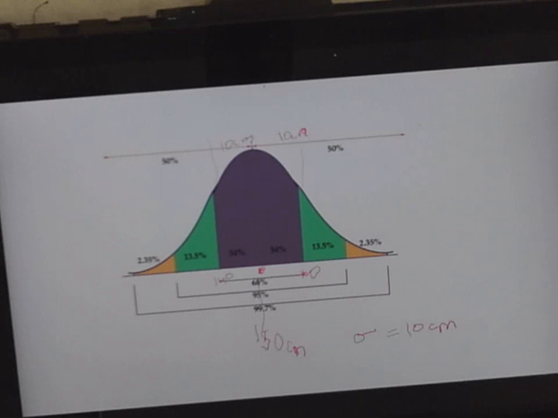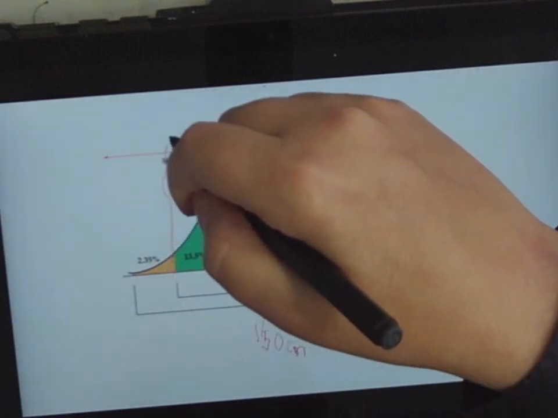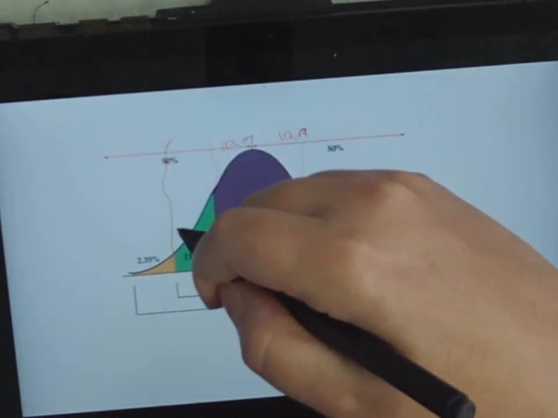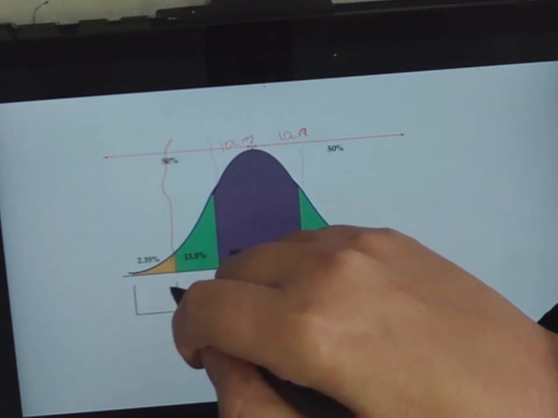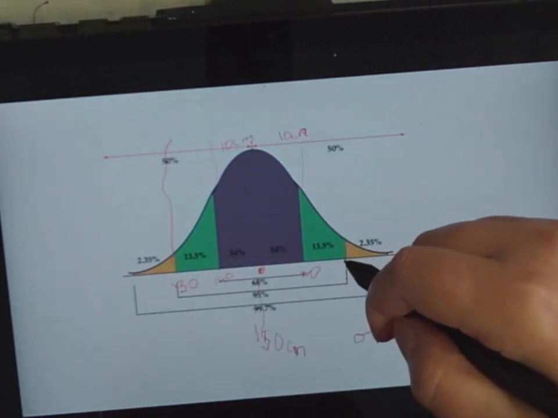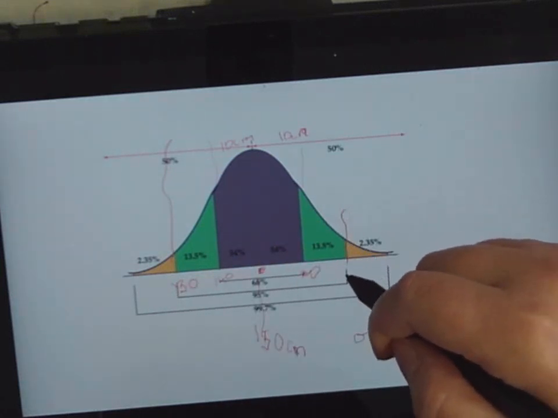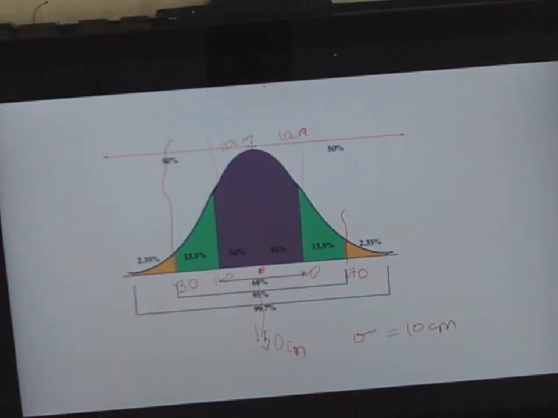If I go down 2 standard deviations, what would I be gone down to? If I go down another 10, I'll be down to 130. And if I go up another standard deviation, I'm up to 170. And what can I say about my survey? I can say that 95% of the people I surveyed had a height between 130 and 170.